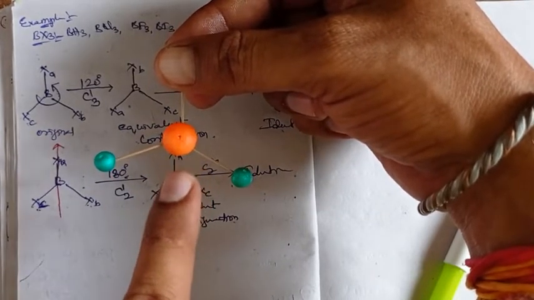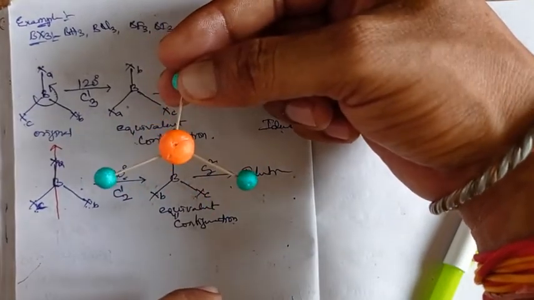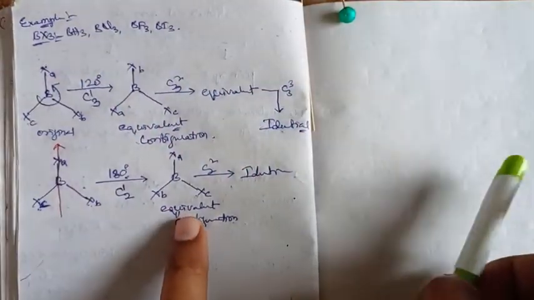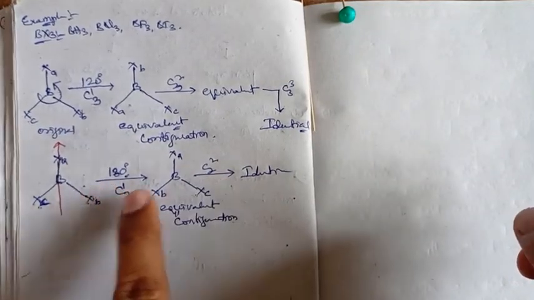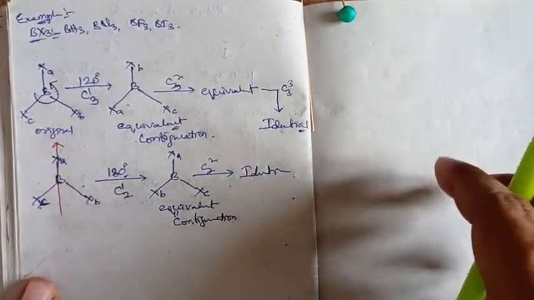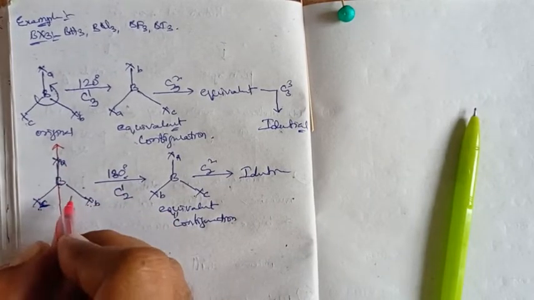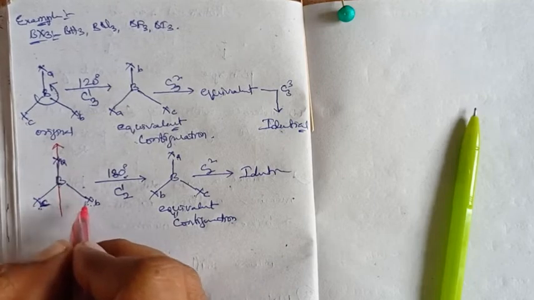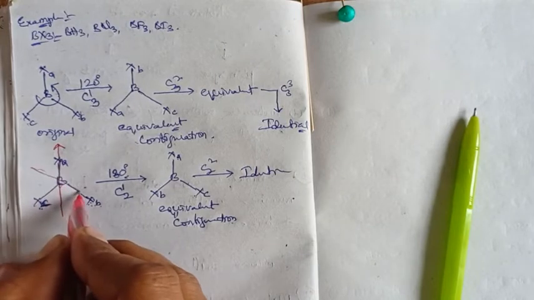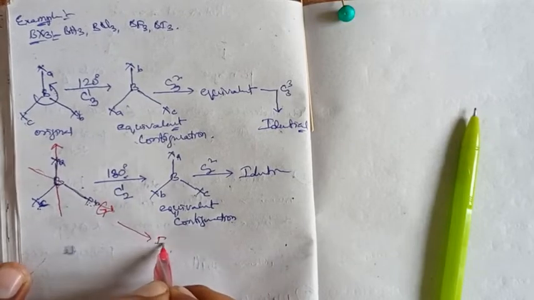This particular configuration, when we compare it with the original, is an equivalent configuration. This one and this one are similar configurations. So when there is an equivalent configuration, it is called a C2 rotational axis of symmetry. Not only one: it has all three C2 rotational axes. With one of the BXa bonds we got the C2, and the other two bonds are BXb and BXc. When we consider this axis and do a 180 degree rotation, that also gives an equivalent configuration.